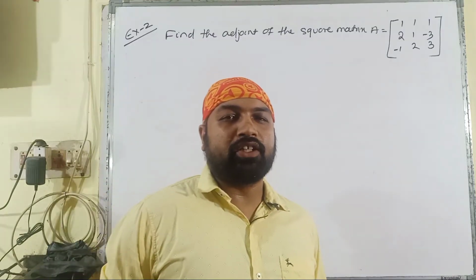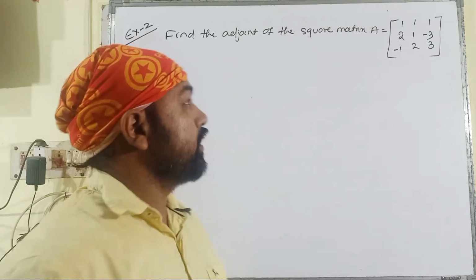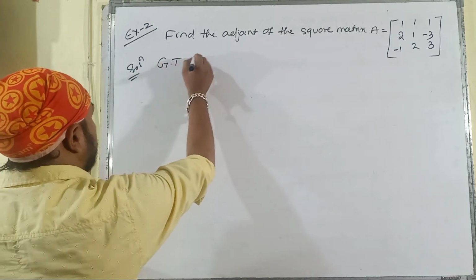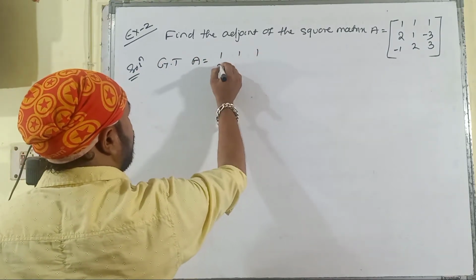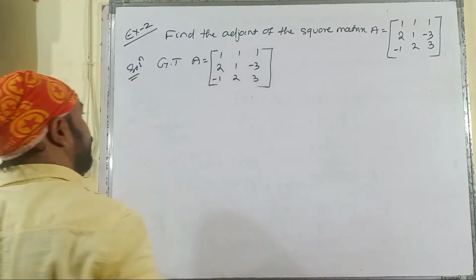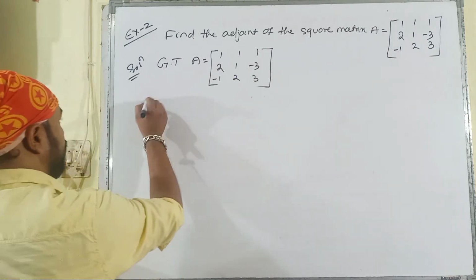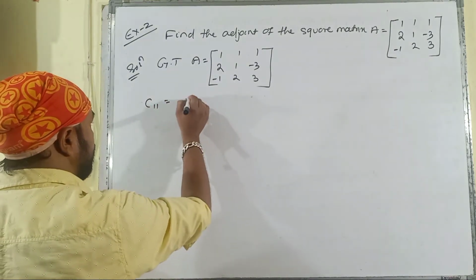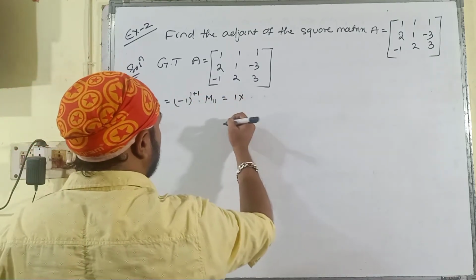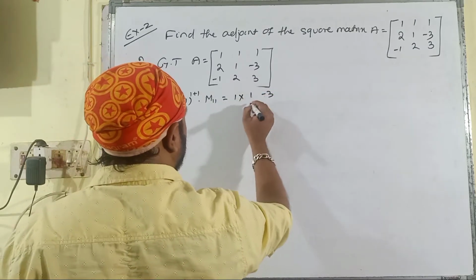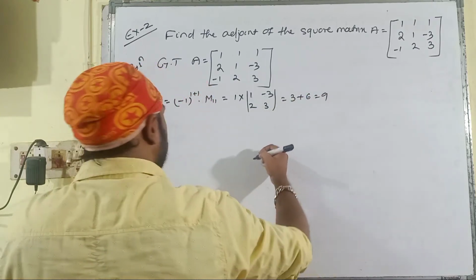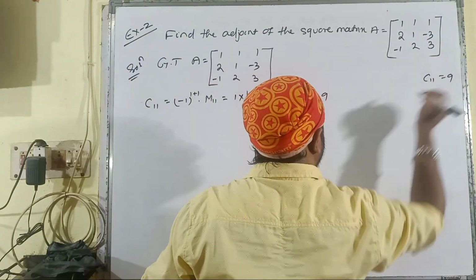So here is the next problem based upon the adjoint of a square matrix of order 3. Let us start from the given conditions. Solution: given that A is equal to 1, 1, 1, 2, 1, minus 3, minus 1, 2, 3. Starting from the cofactor of A11, C11 will be minus 1 to the power 1 plus 1 multiplied with M11. Then it will be 1 multiplied with 1 minus 3, 2, 3. It is 3 plus 6, it is equal to 9. So the value of C11 is equal to 9.